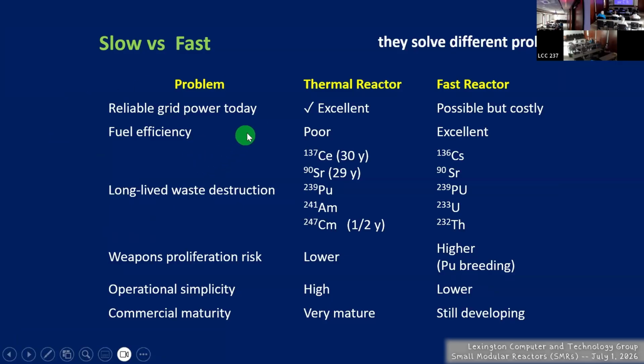They solve different problems. For reliable grid power, the thermal or slow reactor is excellent. Fast reactor, it's possible to use it, but it's very costly. They'll maintain a lot of engineering problems. Fuel efficiency is poor for thermal. Fuel efficiency is excellent for fast, because it keeps making plutonium, gives itself its own fuel.